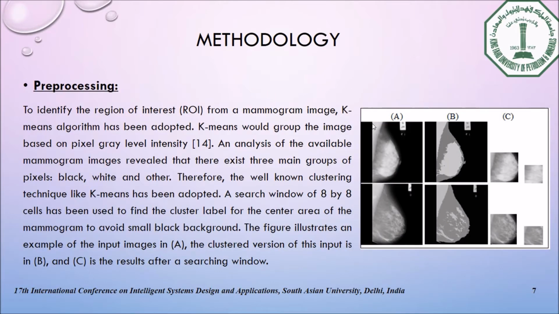Now in the pre-processing, to identify the region of interest, ROI, from a mammogram image, we have used the K-means algorithm. Now the K-means algorithm basically groups the image based on pixel gray level intensity. As you can see in figure A, that shows the raw data. After applying the K-means algorithm, we can find figure C, so it shows the region of interest. So it avoids some of the unwanted pixels from the data.